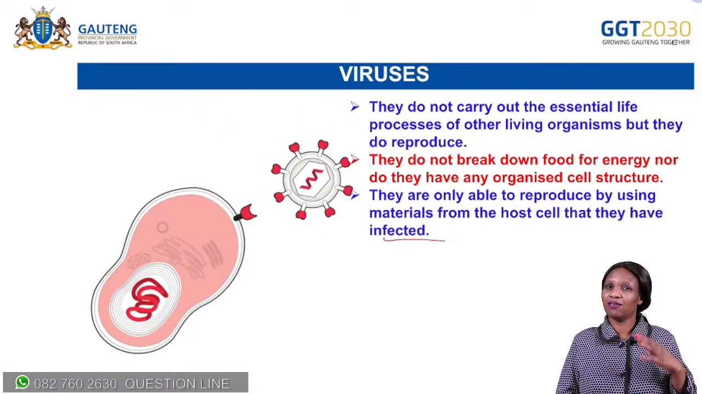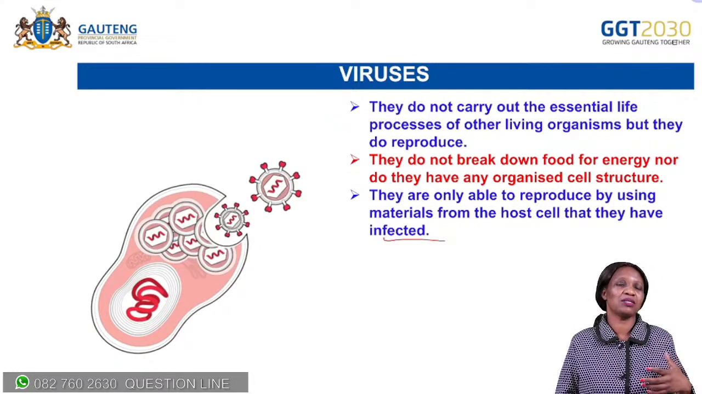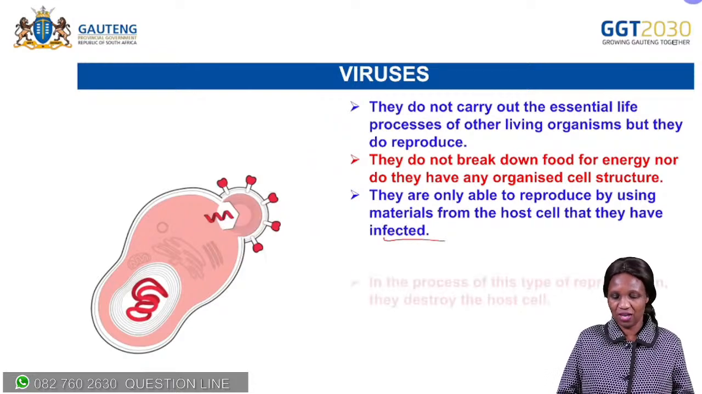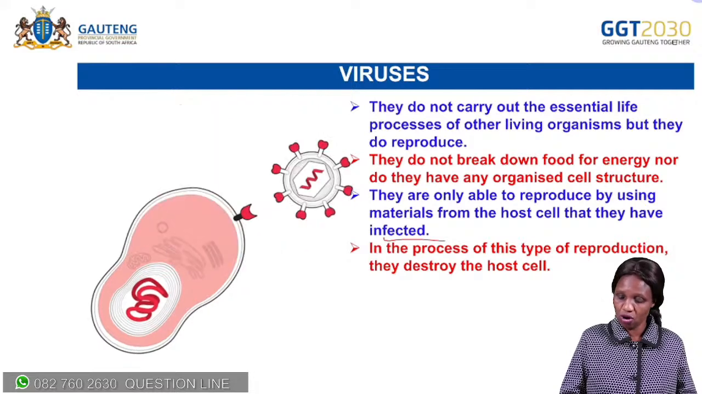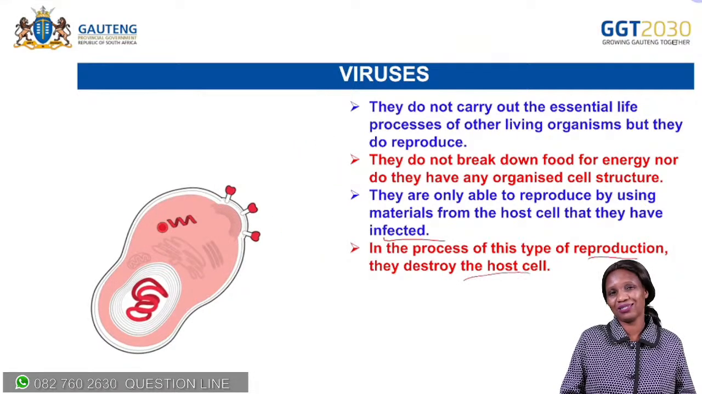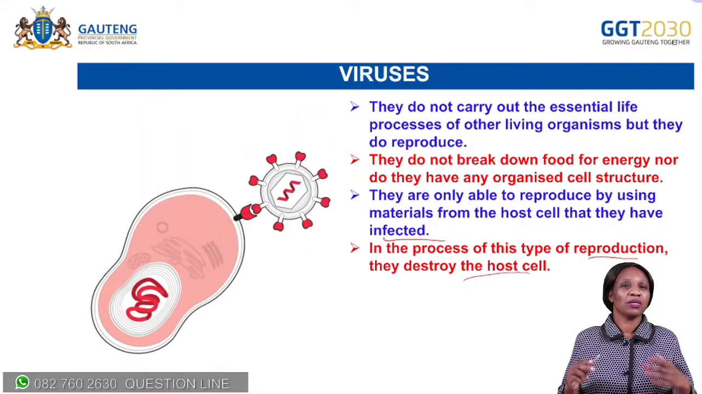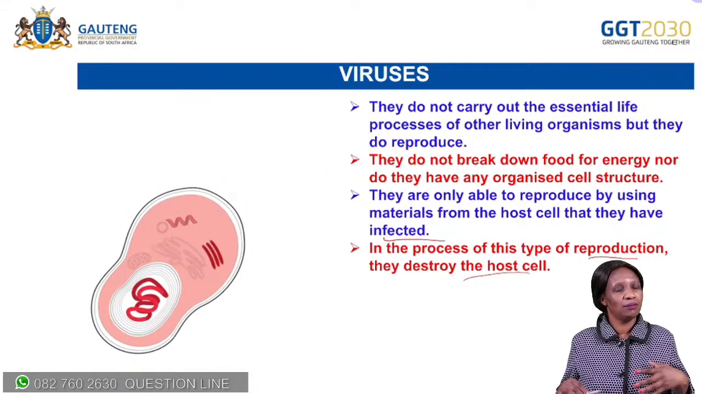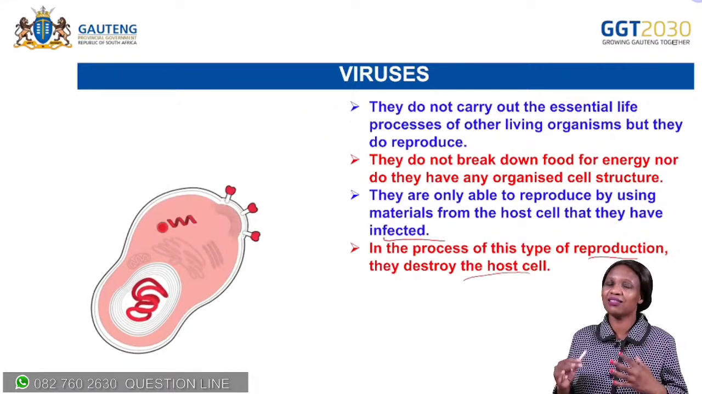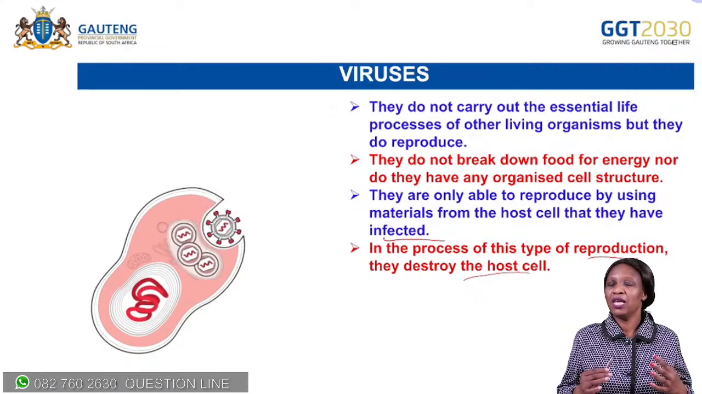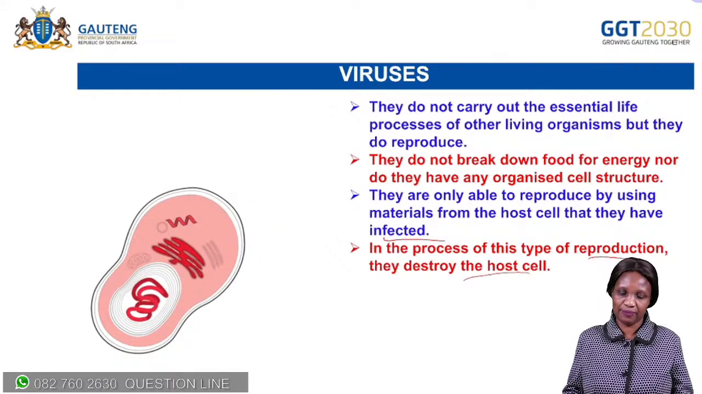But when they are given medication, the medication controls the multiplication of what? Of the virus. In the process of this type of reproduction, they destroy the what? They destroy the host cell. That's why if someone has got a virus, they become very sick. It is because the healthy cells are destroyed and the virus takes over. Okay.